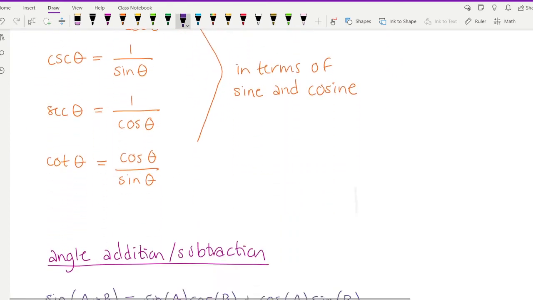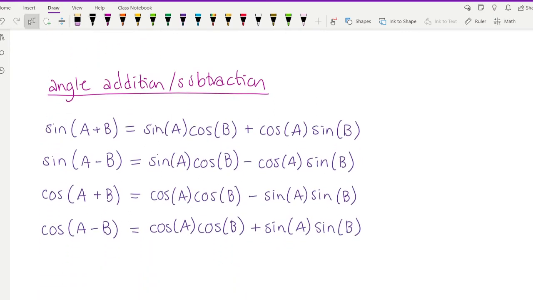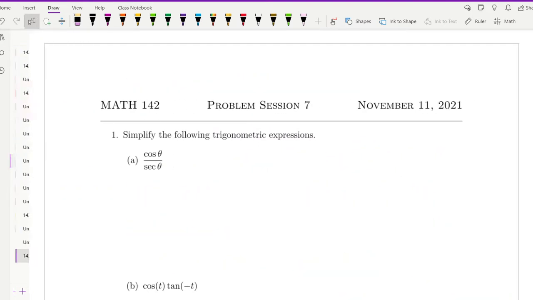And then one last thing, and we'll get to these a little later, are these angle addition and subtraction formulas. These I'm not going to ask you to memorize just because they're a little bit more intricate. So these I will give you the formulas for on the quiz and on future exams as well. Okay, so let's get into some questions.